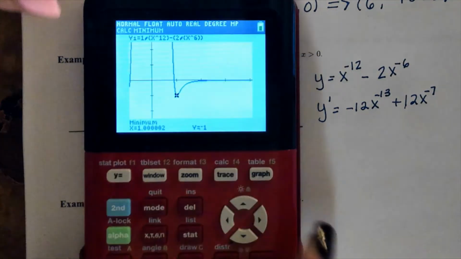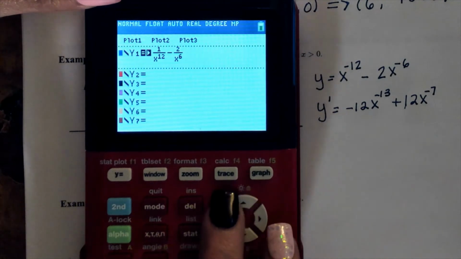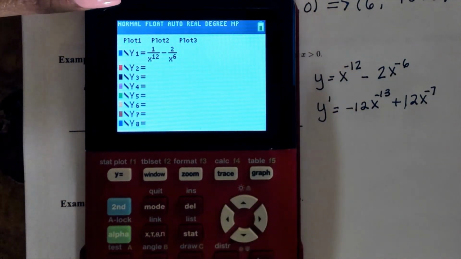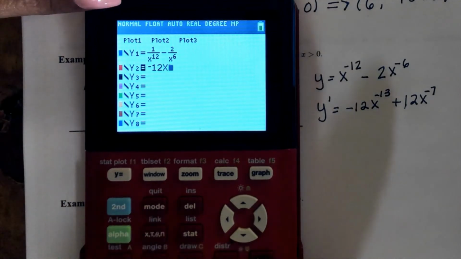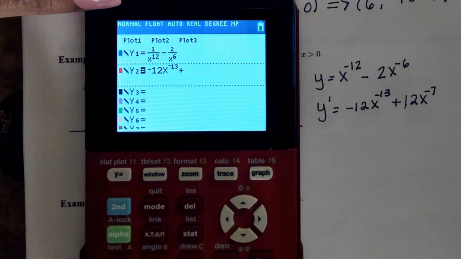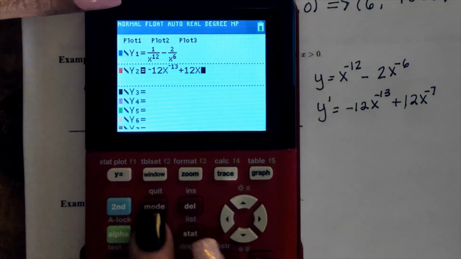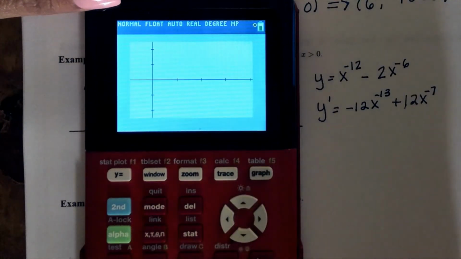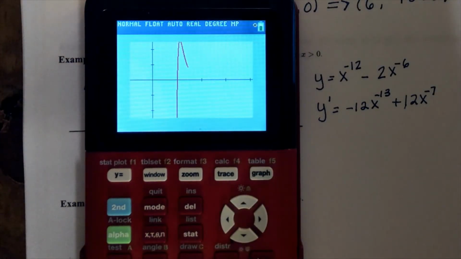Then remember what we would do is we would go y equals, I'm going to turn this one off. I'm going to go here, hit enter so it doesn't graph it. And I'm going to do negative 12 x to the negative 13 plus 12 x to the negative 7. I'm going to graph that one, and I may have to zoom out. I may be zoomed in too much. Oh, no, I can see pretty good.